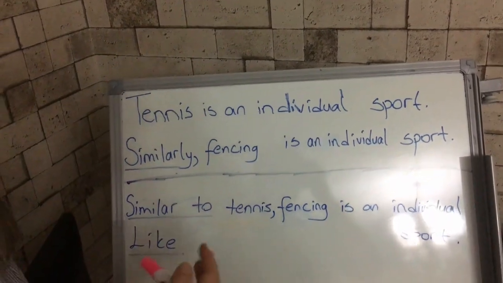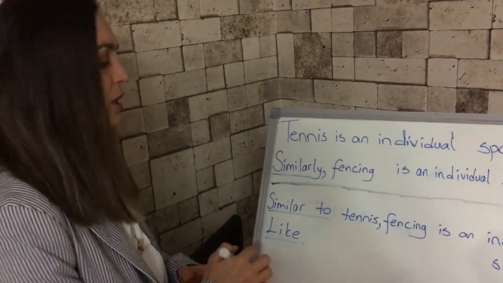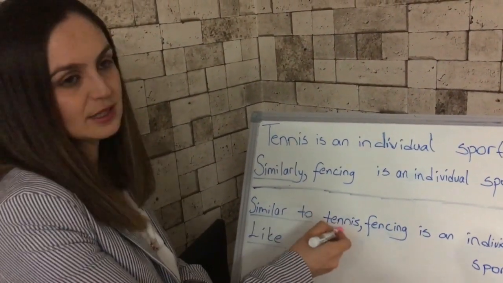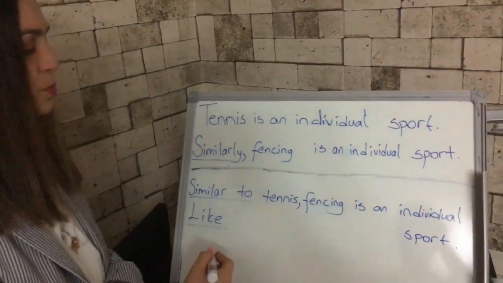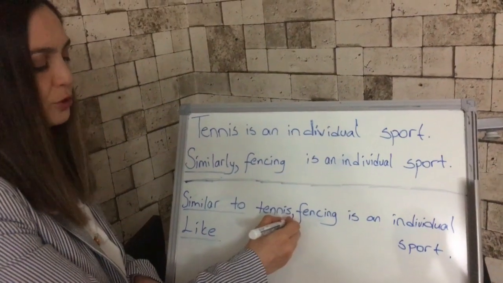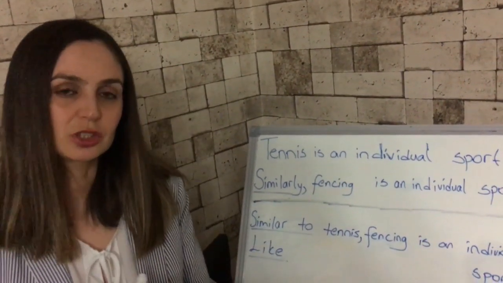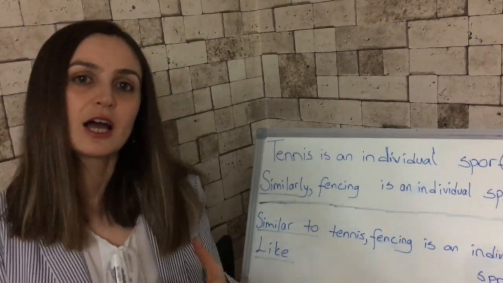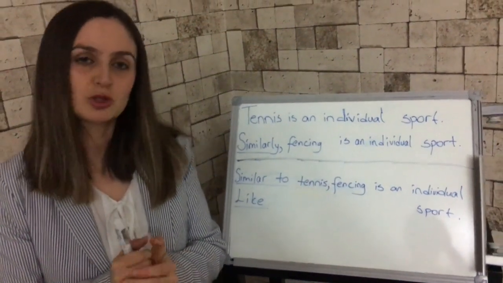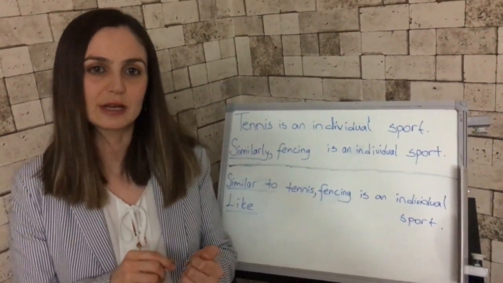And we can have this sentence in a more compact way. How? We can use similar to and like. Like tennis, fencing is an individual sport. So please pay attention to the form of the word. It's a noun, not a full sentence. So we can play with these language structures of compare contrast paragraphs with the help of a variety of language items. So please have a look at the PowerPoint slide to see more examples.